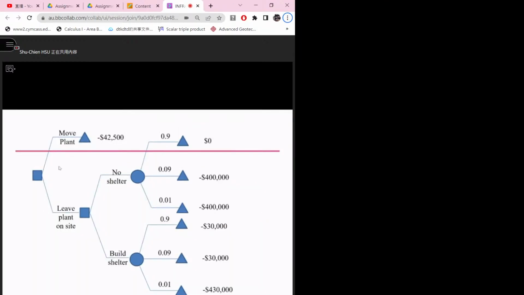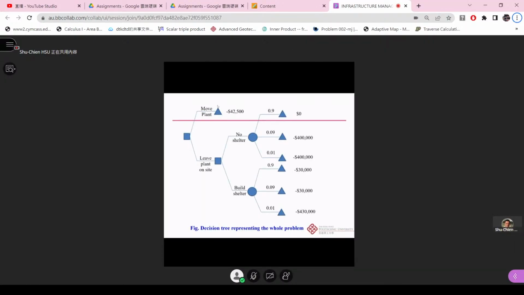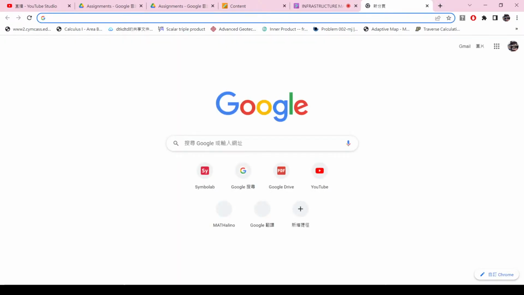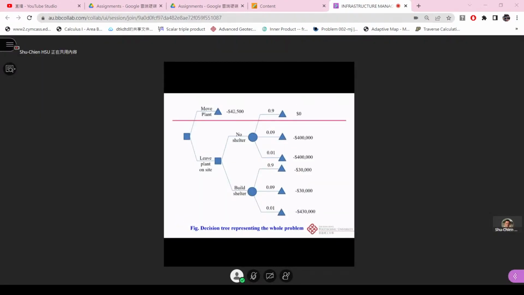If we decide to move the plant, then you can see that I put a blip here, and we also have the outcome node, like the triangle, which is the negative 42,500. Remember that we just showed the information from the questions for the example: if we decide to move the plant, then this will be the cost. However, we won't have any other associated costs because if we move the plant, the plant will be very safe. It won't be destroyed whether the typhoon is large or minor, right? But you need to pay this 42,500.